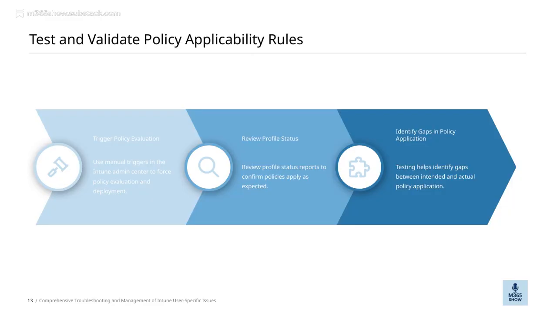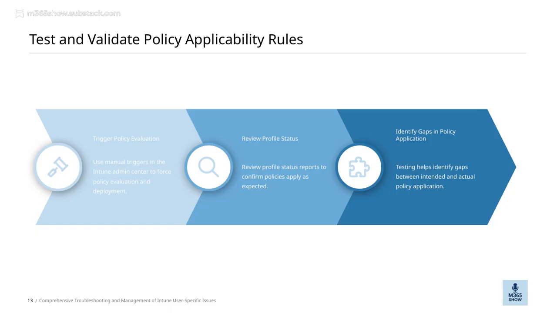Now, let's talk about testing and validating your policy applicability rules. This is a crucial step to ensure everything functions smoothly. Testing helps us identify any gaps between what we intend the policies to do and what actually happens on the devices. It's all about catching issues early before they affect end users.